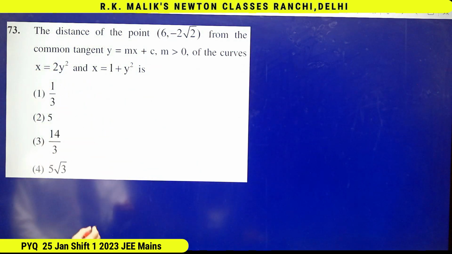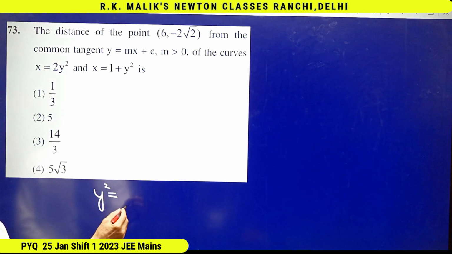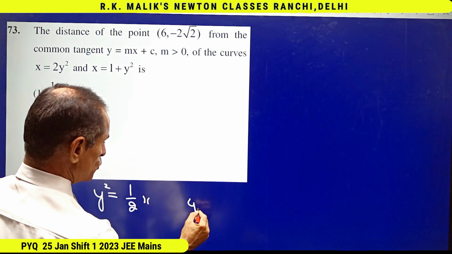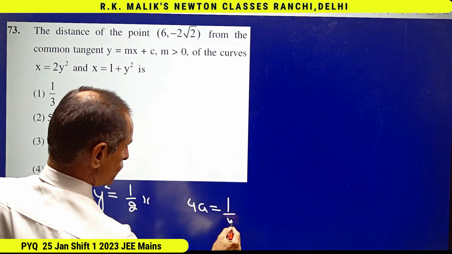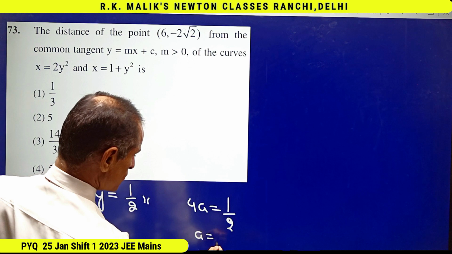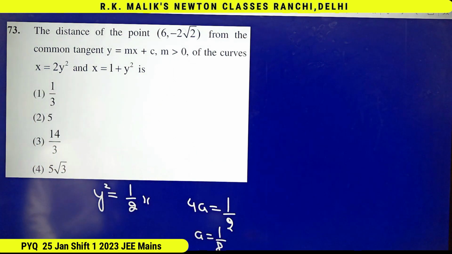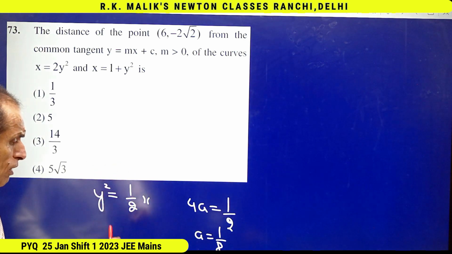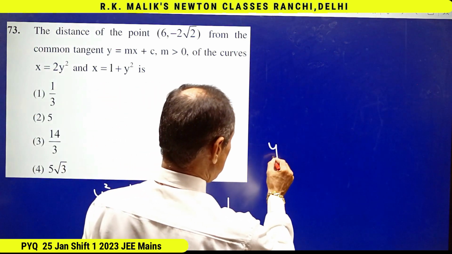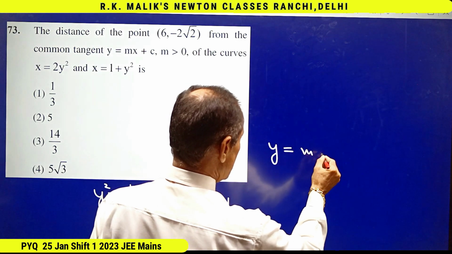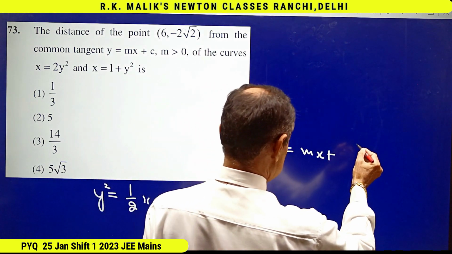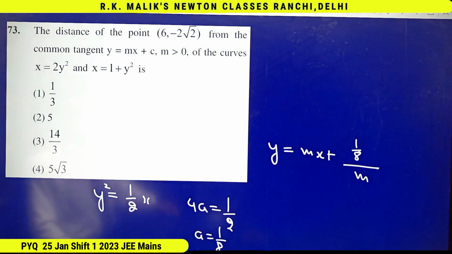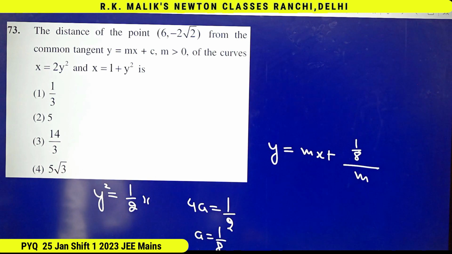And this parabola can be written as y² = (1/2)x, that is the value of 4a is 1/2, that is a is 1/8. That is, I can say the equation of tangent of slope m to this parabola will be y = mx + (1/8)/m. And the same line touches this parabola also.